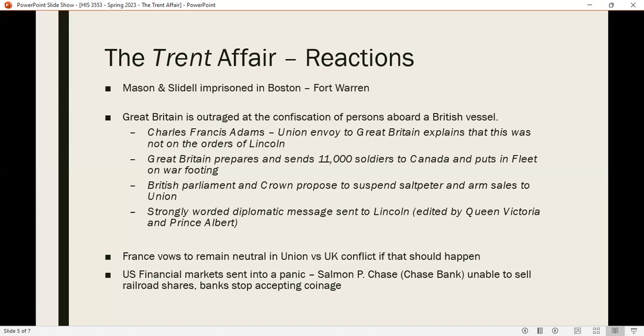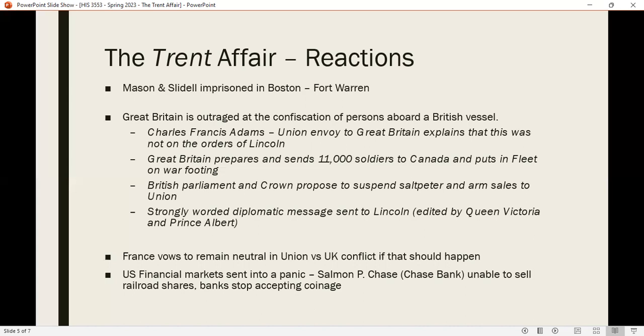Thankfully for Lincoln, he has Charles Francis Adams, the grandson and son of the two Adams presidents, in Great Britain, and he explains that this was not the orders of Lincoln, that the San Jacinto's captain went out of bounds and should not have done this. But Great Britain is pretty steamed about this, and so they prepare to send 11,000 soldiers to Canada, and they put their fleet on war footing. They come very close to possibly declaring war on the Union, on the North, and coming in on the side of the Confederacy.